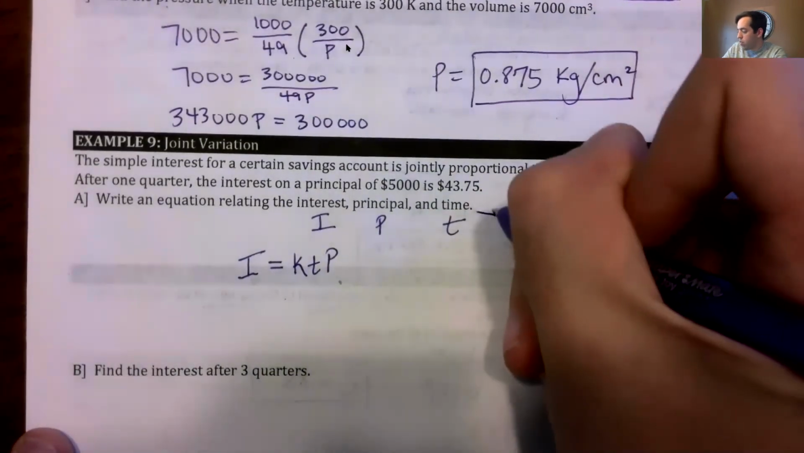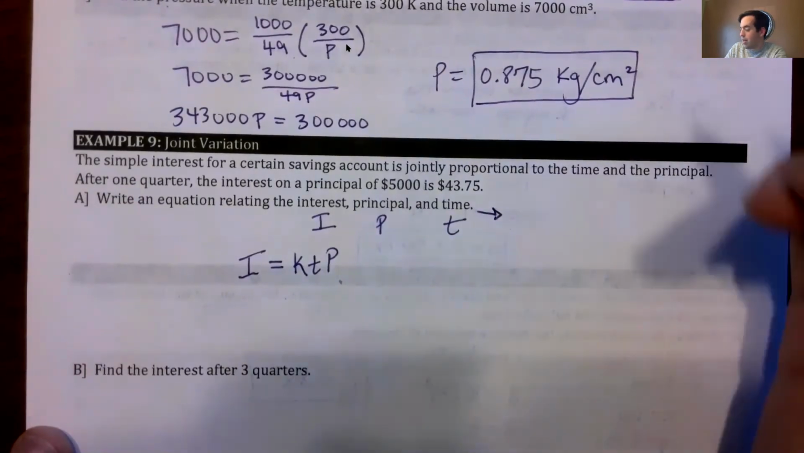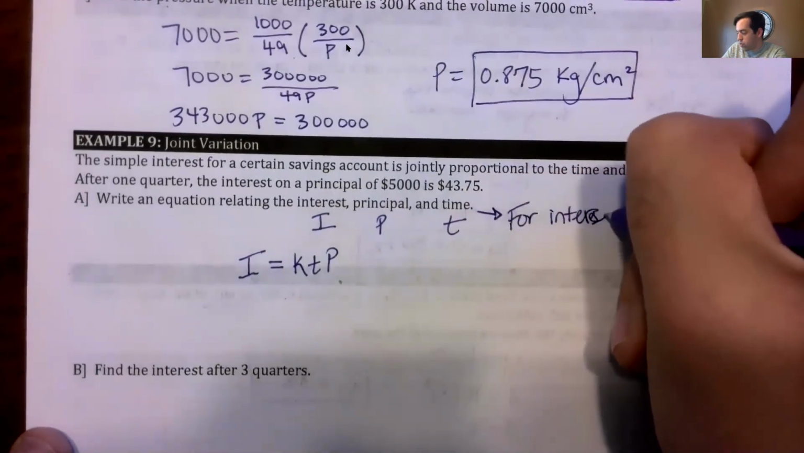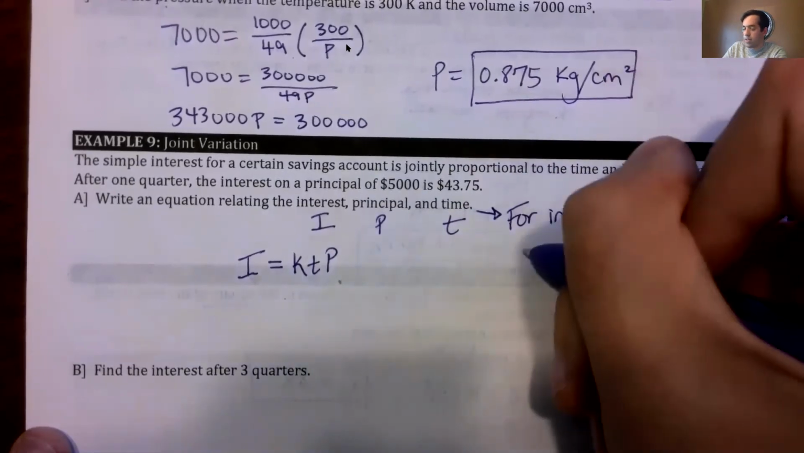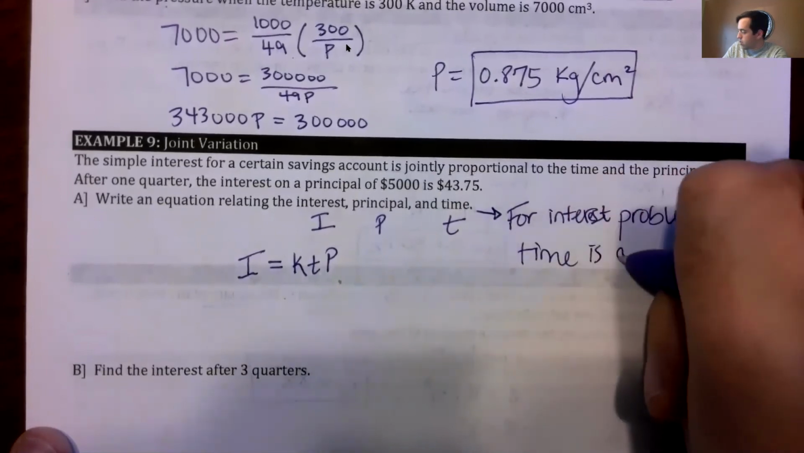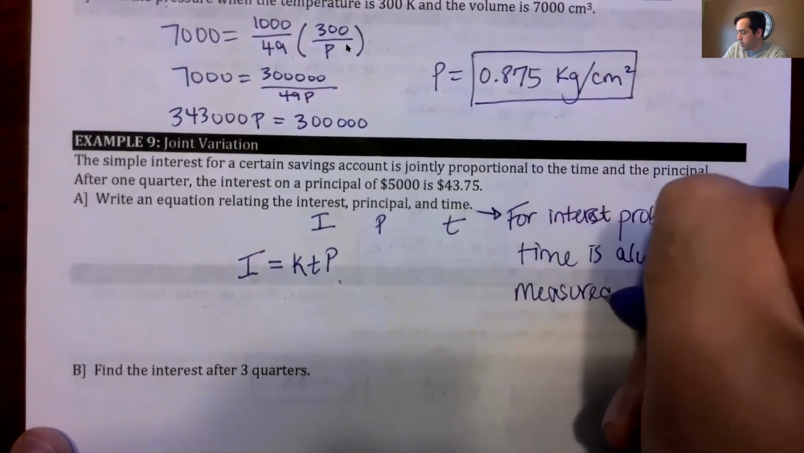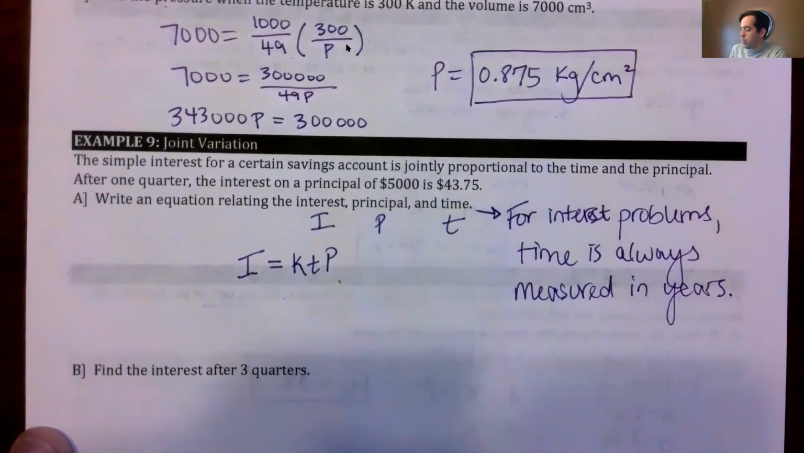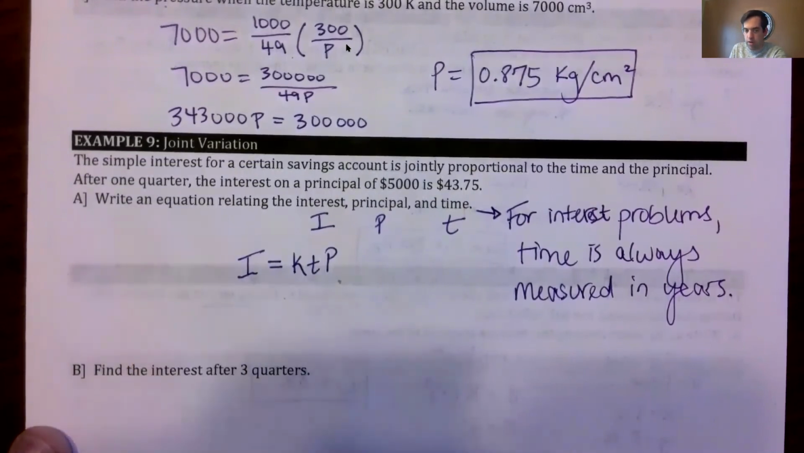And what we need to know, this says after 1 quarter. So you might be thinking, what does that mean? And I want you to write this down, for interest problems, time is always measured in years. So when we think about what we're going to plug in for time here, after 1 quarter means after a quarter of a year already. So we're actually going to be plugging in 1/4.